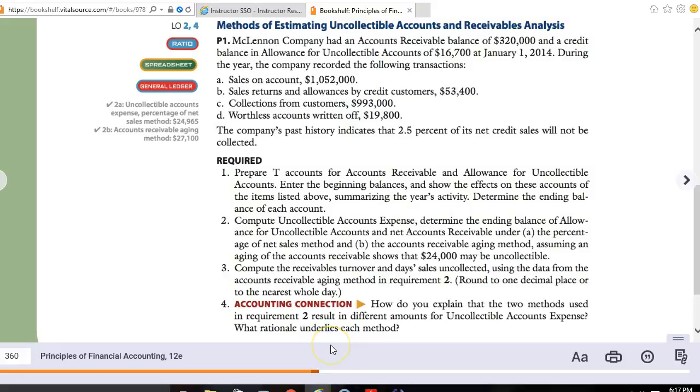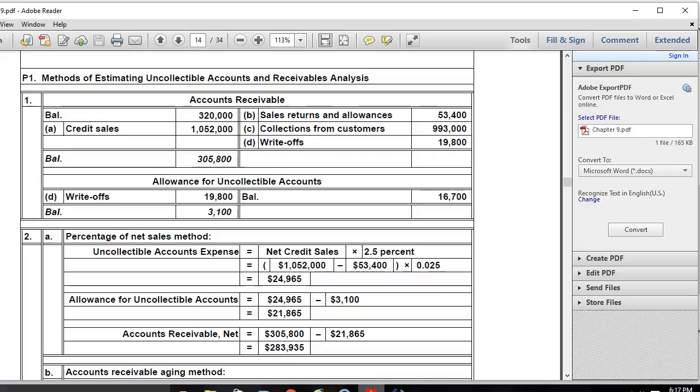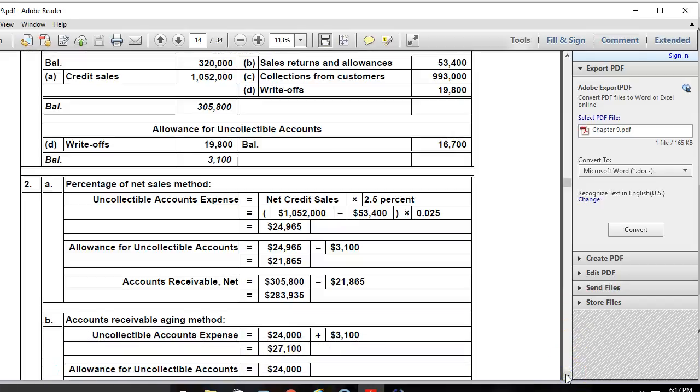Okay? 2.5% of its net credit sales. So what are its net credit sales? What are we going to use, guys? $1,052,000. And we're going to subtract our returns and allowances, won't we? The returns and allowances of $53,400 gives us, times 0.025, gives us our uncollectible account expense should be $24,965. Right?